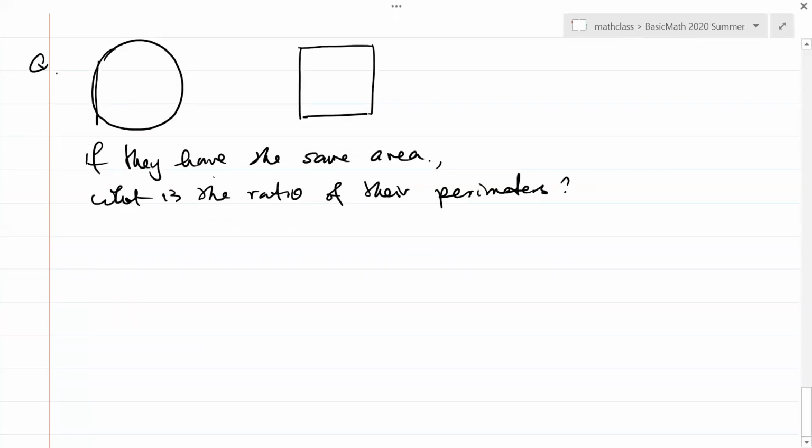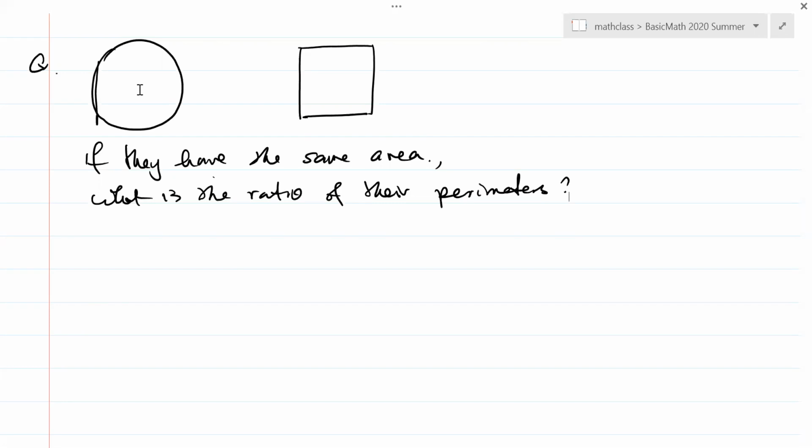Okay, so now we assume they have the same area. Then which one uses more material on the boundary? So we have to do the calculation. This is an application of mathematics. All right, they have the same area. So let's see. I can use a formula for the circumference, for the perimeter, in terms of area.